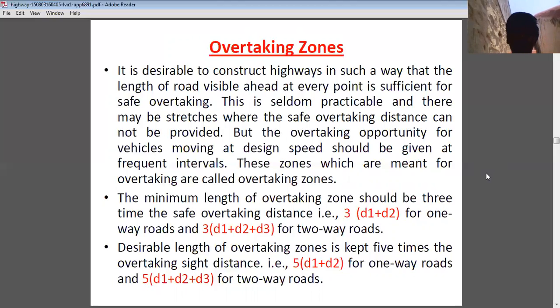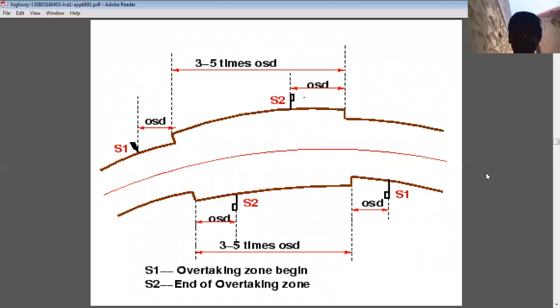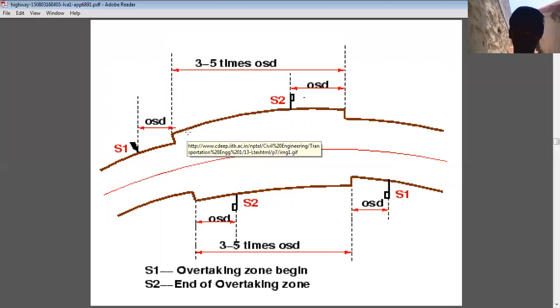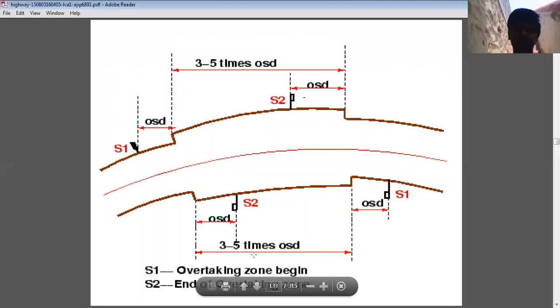These are the zones that have been provided. For example, S1 and S2: S1 is the start of the overtaking zone and S2 is the end of the overtaking zone. Within this particular distance, a vehicle should be overtaken from another vehicle. The maximum is 5 times the OSD and the minimum is 3 times the OSD.